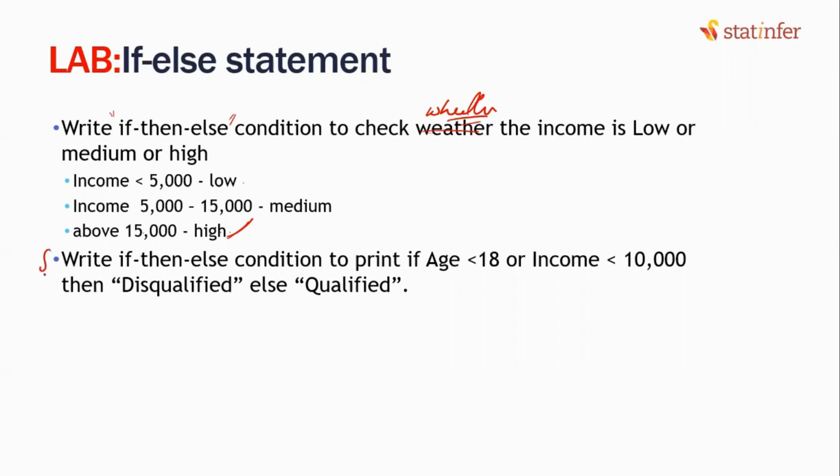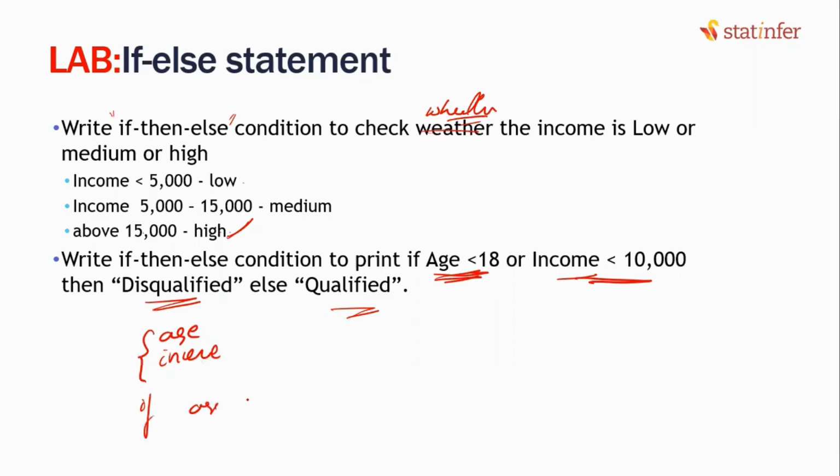The same thing, right? Use an if then else condition to print if age is less than 18 or income. Here you're giving two conditions. This is slightly complex. You're checking whether age is less than 18 and income is less than 10,000, then disqualified, else qualified. So you're going to define age here, define income here, and write the condition on both of them.